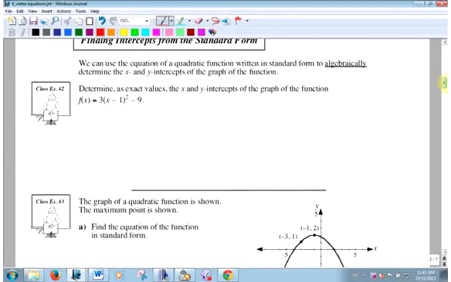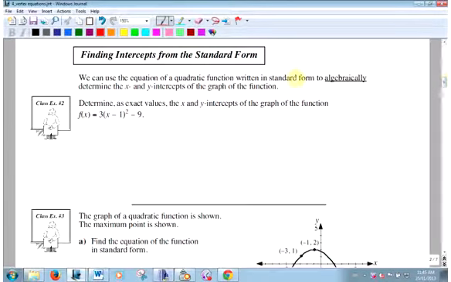All right, finding intercepts from standard form. Algebra, that's what we're doing. Determine as exact values. What do you think now when you see that word exact value?